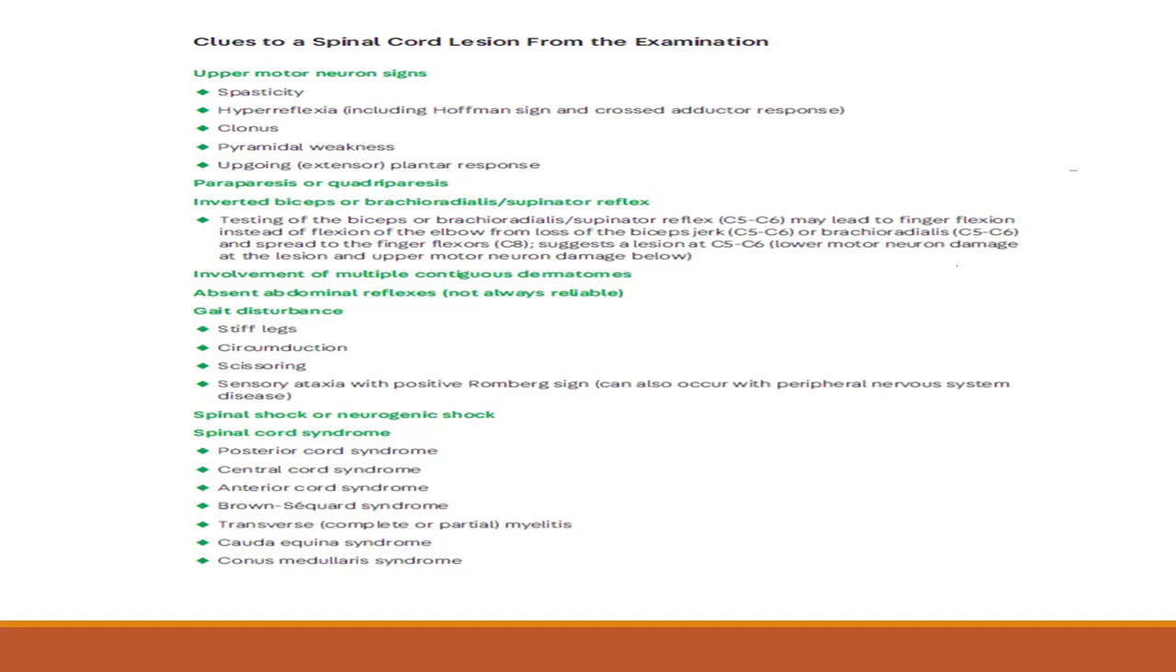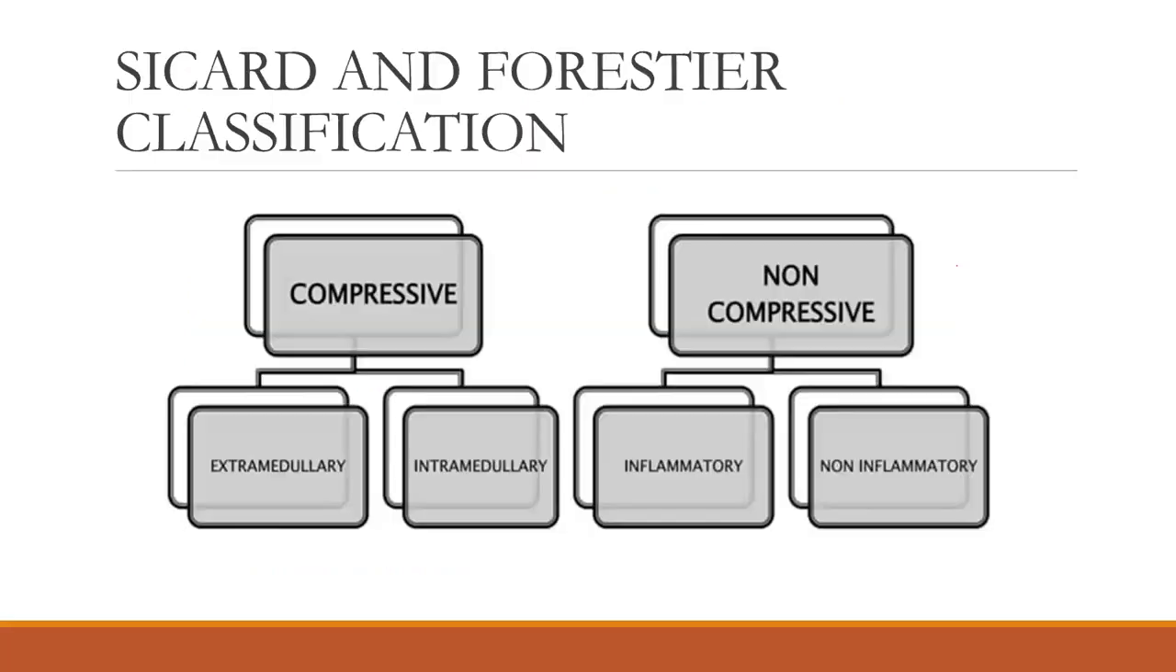Presence of gait disturbances characterized by stiff legs, circumduction gait, scissoring of the legs, and sensory ataxia with positive Romberg sign. Again, spinal shock and neurogenic shock, and certain spinal cord syndromes, which I'll be discussing.